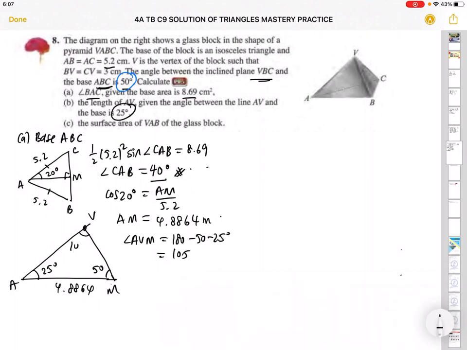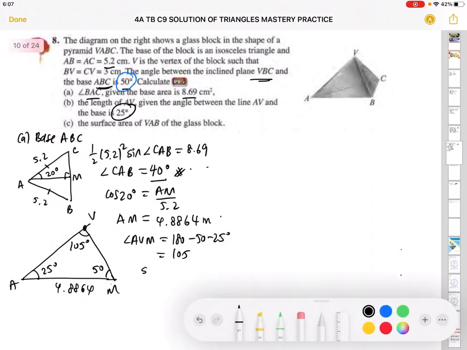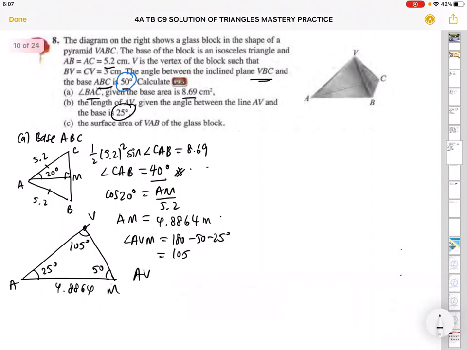If this is 105, we can now find AV by using sine rule, right? Sine AV first. AV divided by sine 50, I'm going to use 4.8864 divided by sine 105. My AV is 3.875. Okay, yeah.